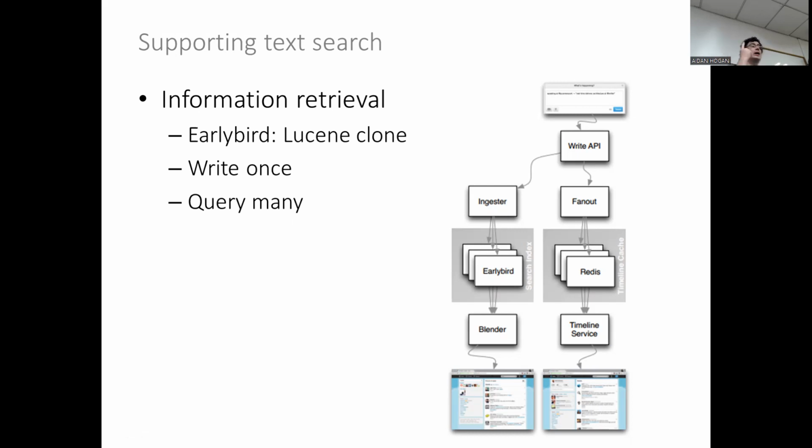And we're going to write once and we're going to query many times. So what does that mean? In the case of the timelines, it's write many and read once. And in this case, we're going to write once and read many. So we're going to index different tweets in different locations. And then we're going to ask all those locations what tweets they have that are relevant for the query.